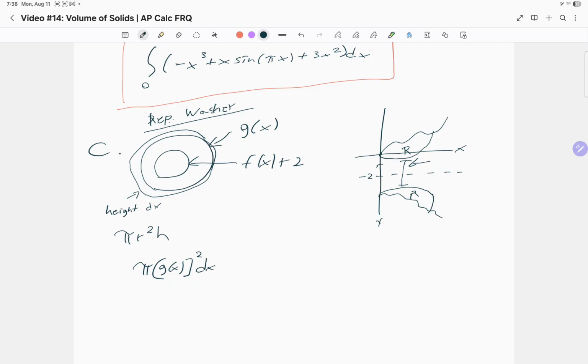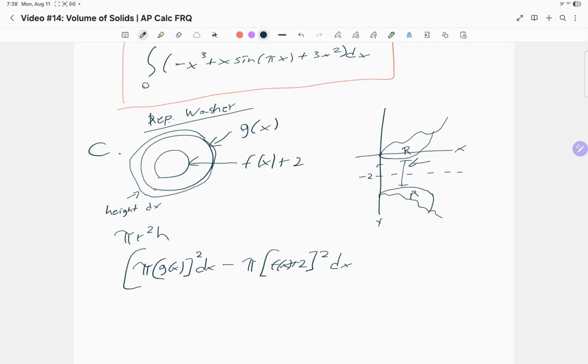Pi g of x squared dx is going to be on the outside. On the inside, we're going to have pi times f of x plus 2 squared dx. And so this is one of our little donuts, right? Our three-dimensional washer. So if we want to find the total volume of that solid generated by infinitely many of these washers, we're going to have to integrate.